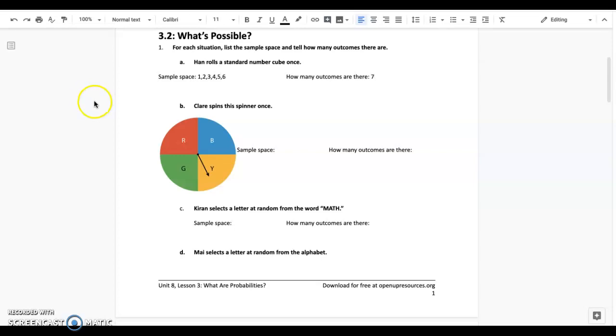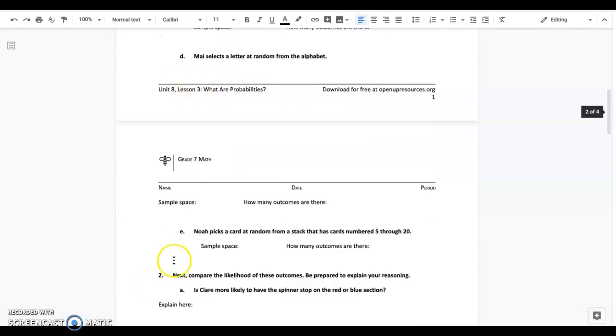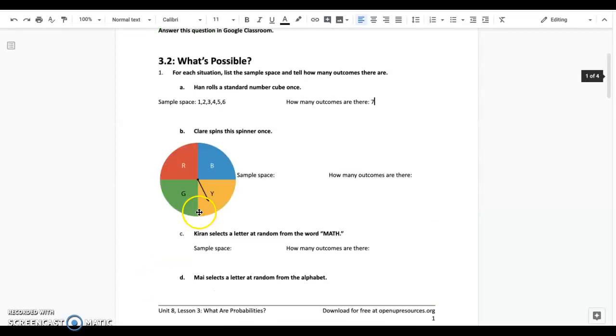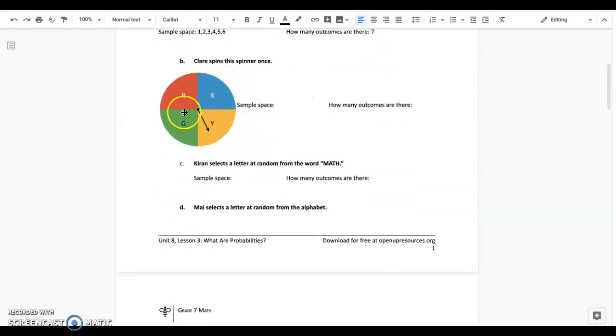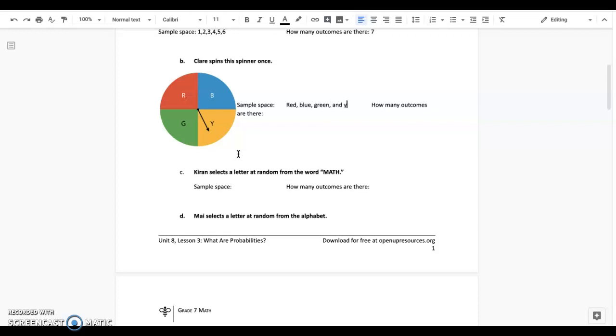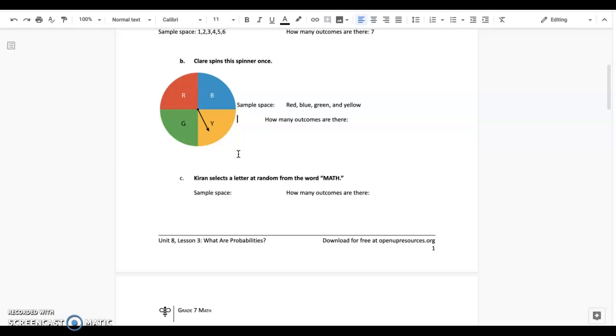Okay, hopefully you've paused the video and you've already done the rest of these questions that I've asked you to do. So you should have only worked down to E with Noah picking a card. So Claire spins the spinner once, so one time. Well, the sample space is all of the possible choices I can choose from. So that would be red, blue, green, and yellow. How many outcomes are there? 4. So each one of these is one possible outcome that Claire could spin.